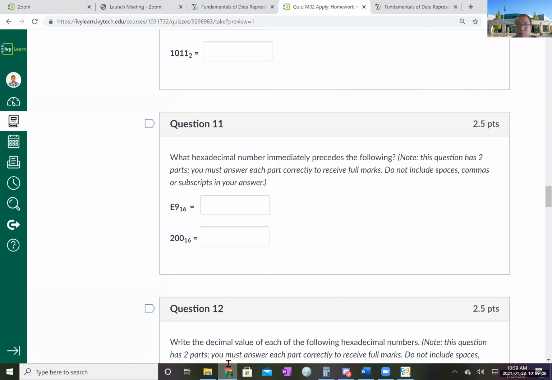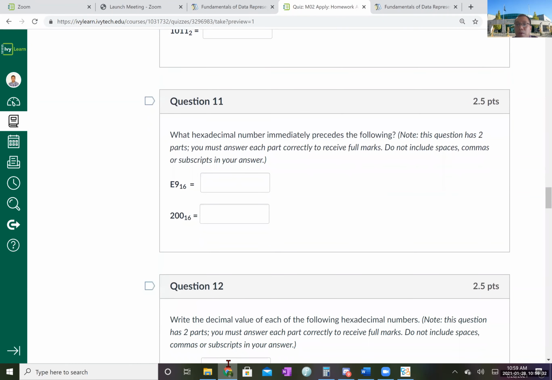What is the hexadecimal number immediately preceding the number? Okay, so what do you think? What is the hexadecimal that comes right before E9 here? What do you think? E8, right? E8 comes right before. So what do you think? If you have 200 here, which one comes right before that?